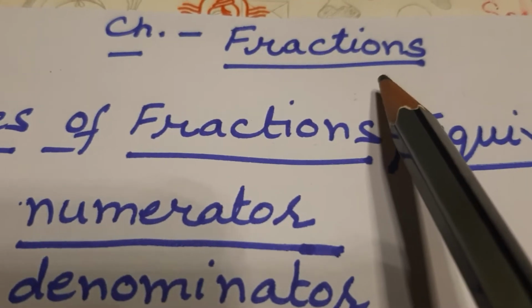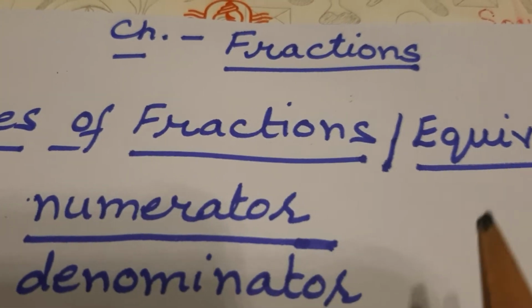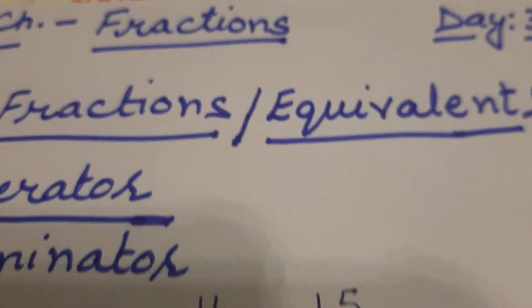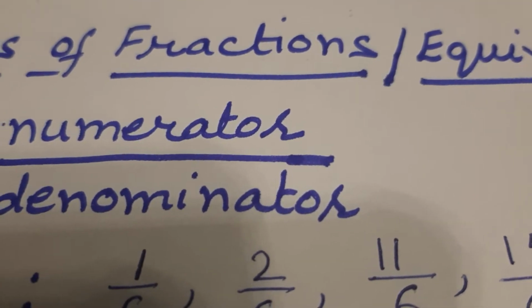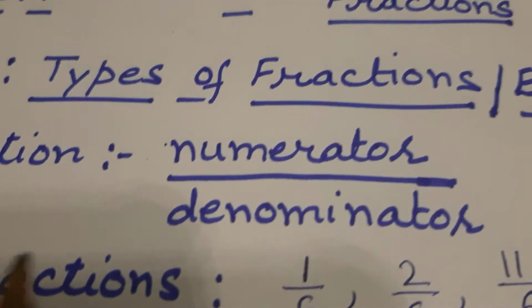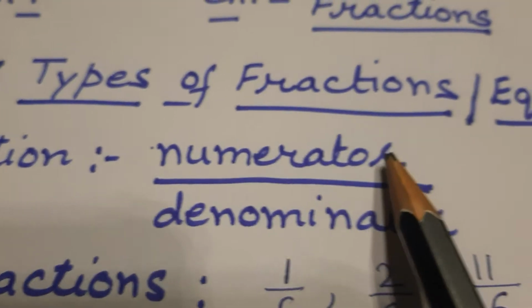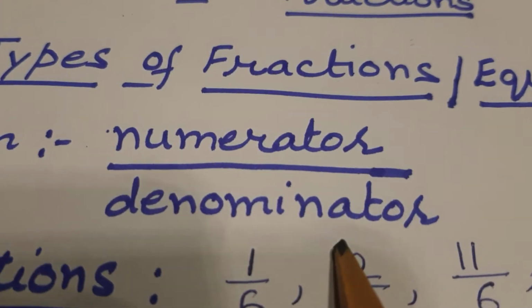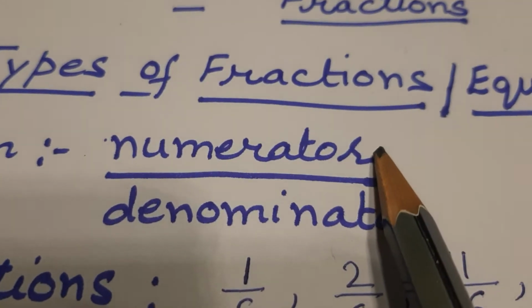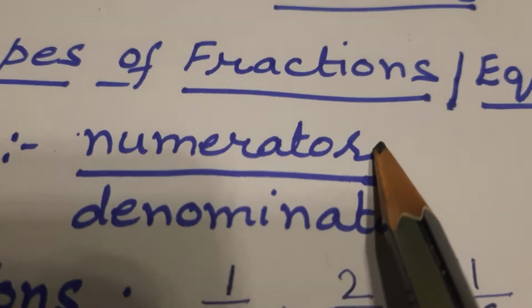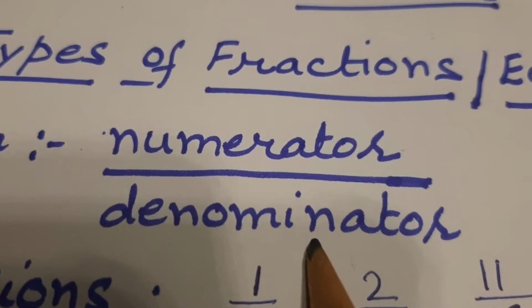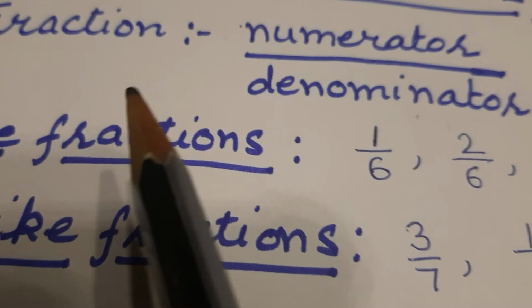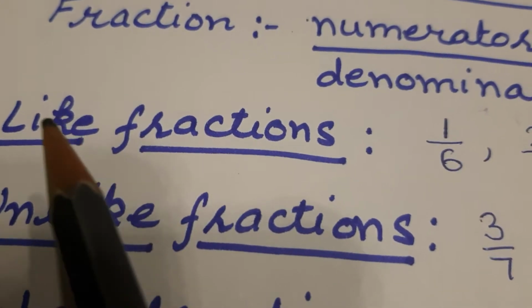Okay, so today our topic will be types of fractions and equivalent fractions. This is just repetition for you, which you have done in your previous class. A fraction, you know how it is made. It is made with a numerator and a denominator. The number which is written here is called the numerator, and the number written here is called the denominator. So we are just revising types of fractions.